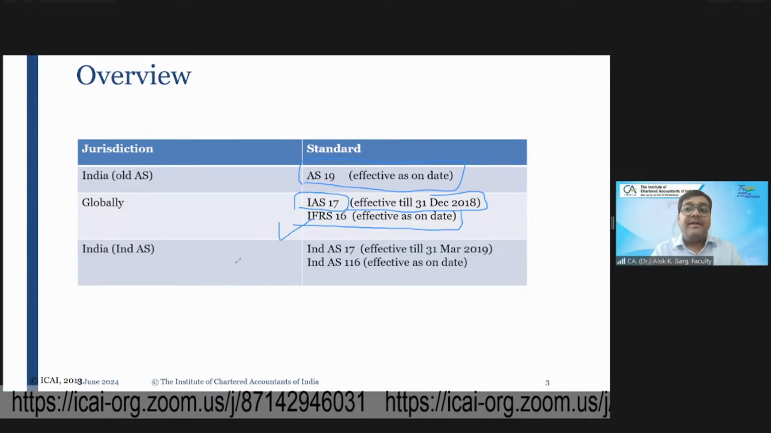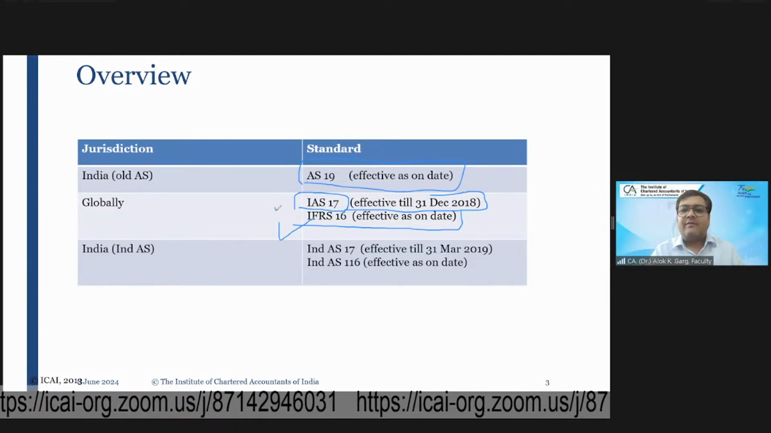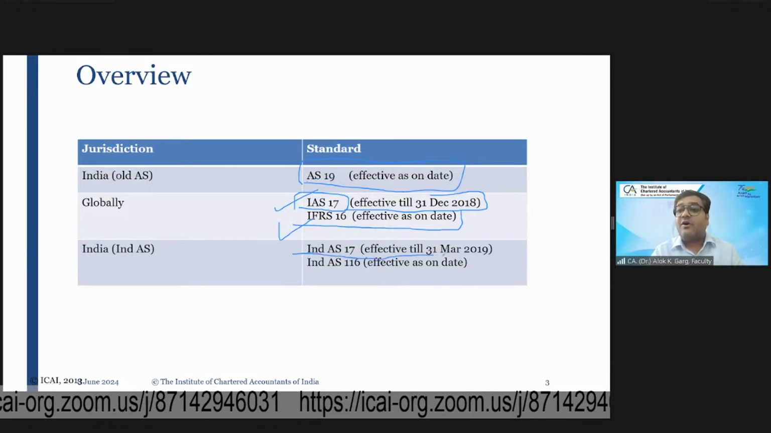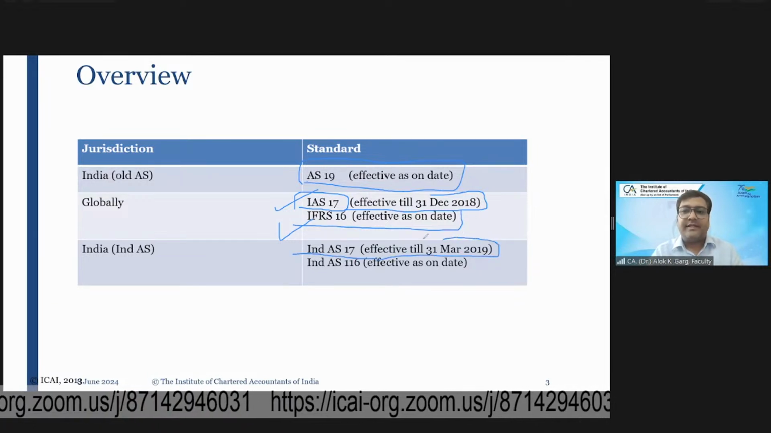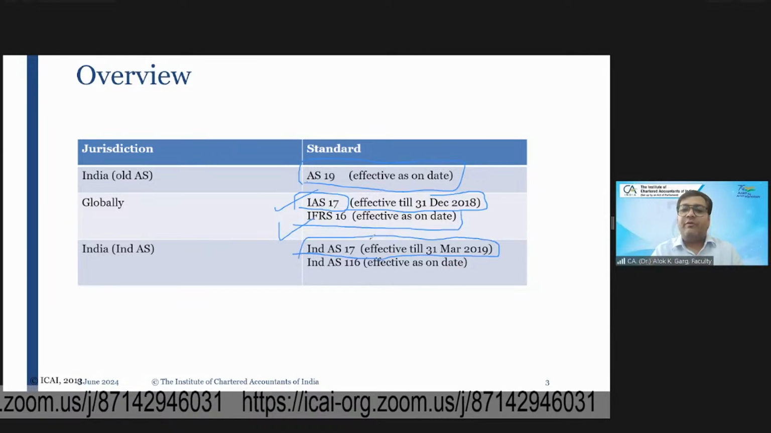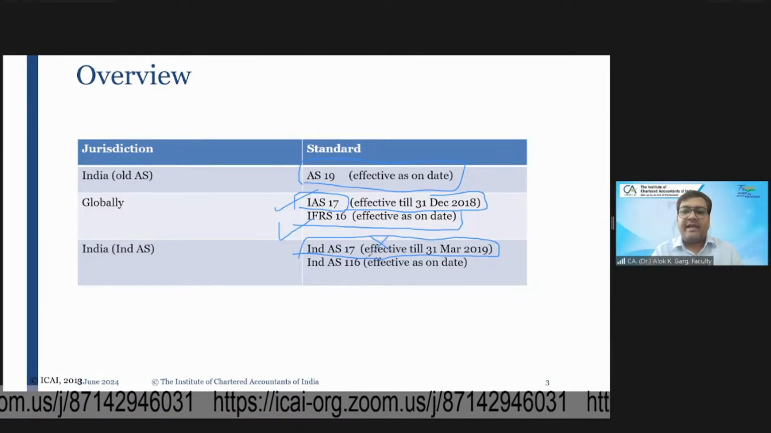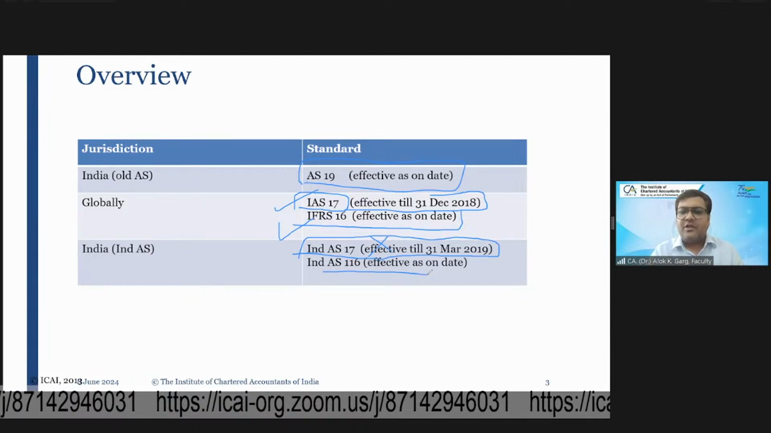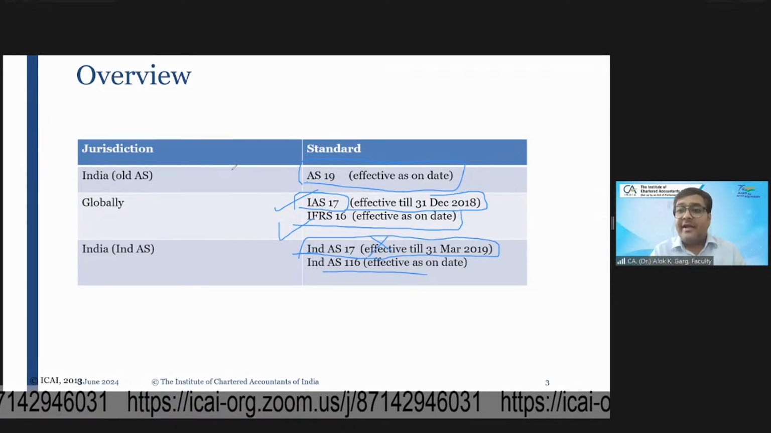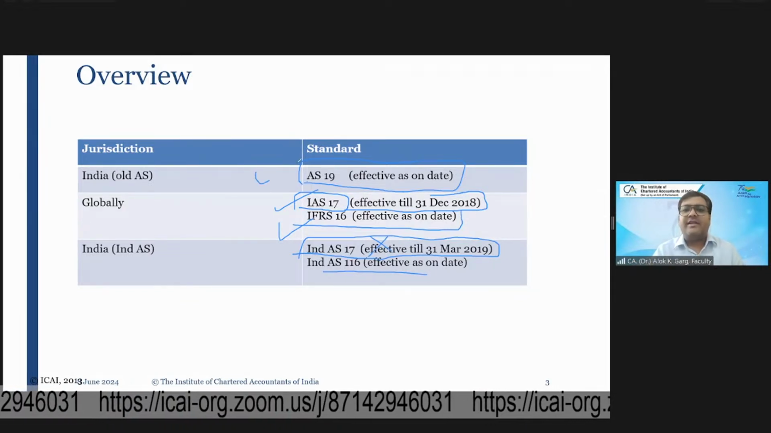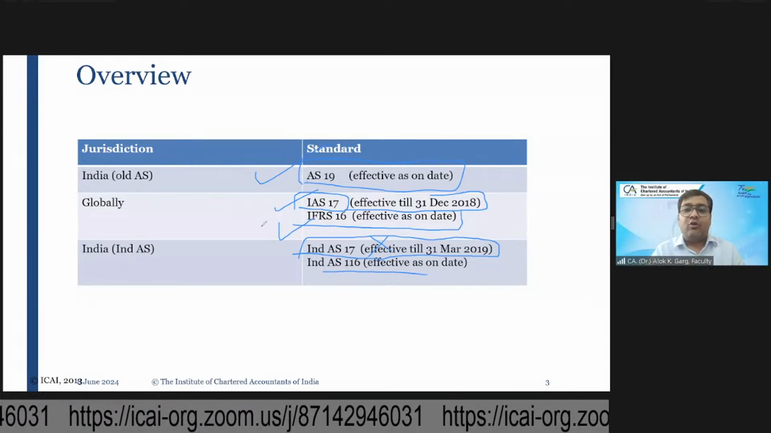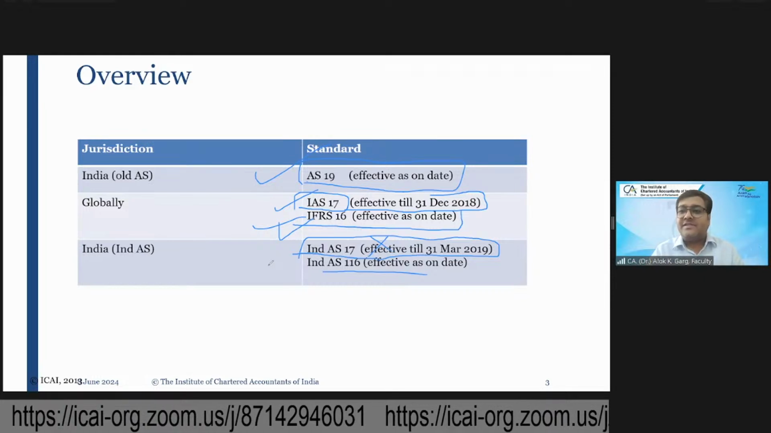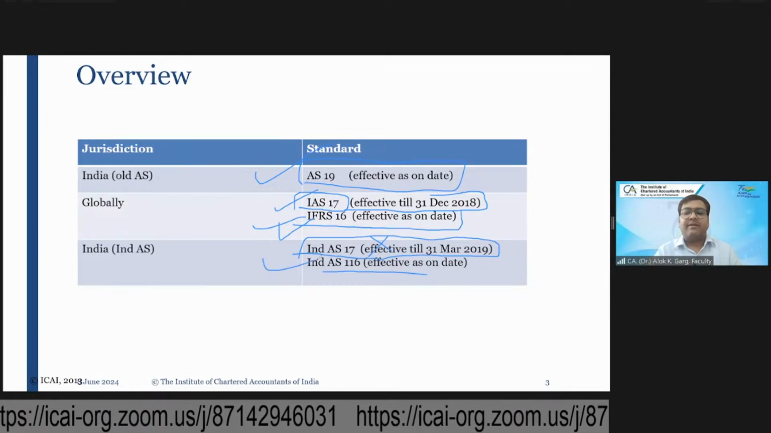In India, friends, when there was IAS 17, we had Ind AS 17, which was effective till 31st March 2019. So as of now, we have Ind AS 116, which is effective as on date. To summarize, in India, in terms of the old accounting standard, AS 19 is applicable. Globally, IFRS 16 is applicable. In India, in Ind AS, in CA Final, Ind AS 116 is applicable, right?